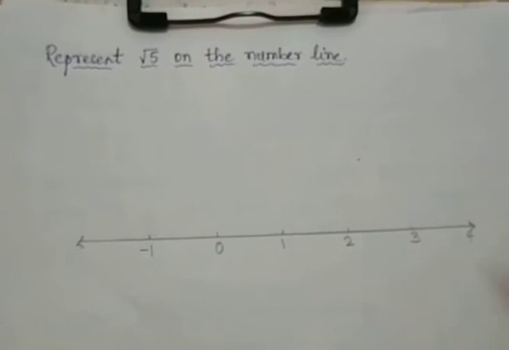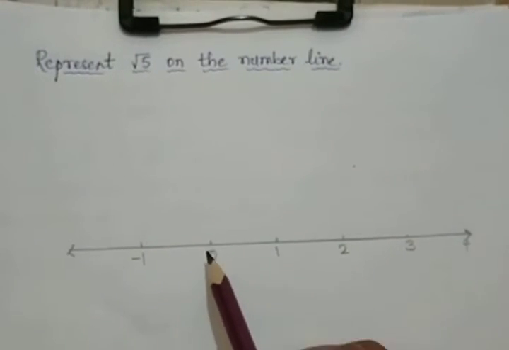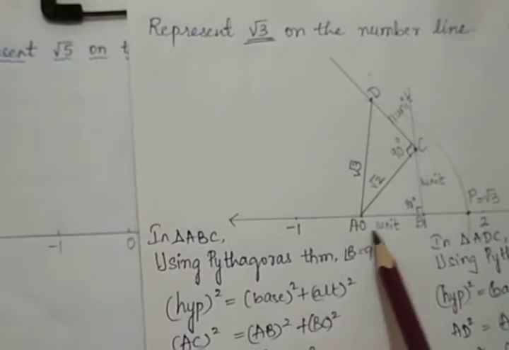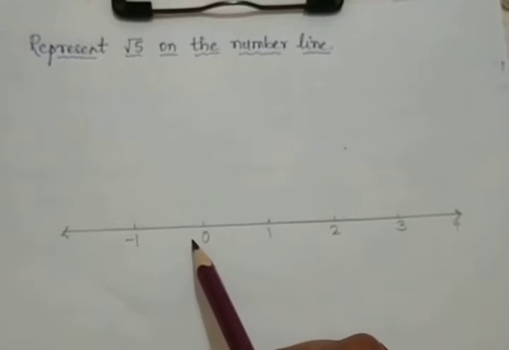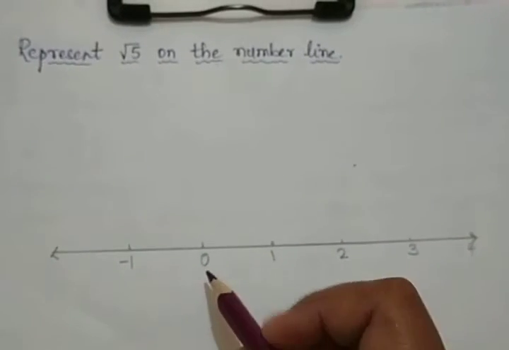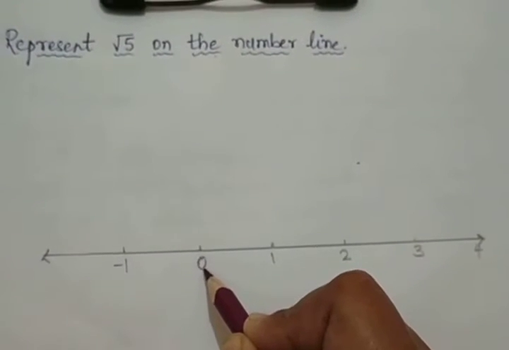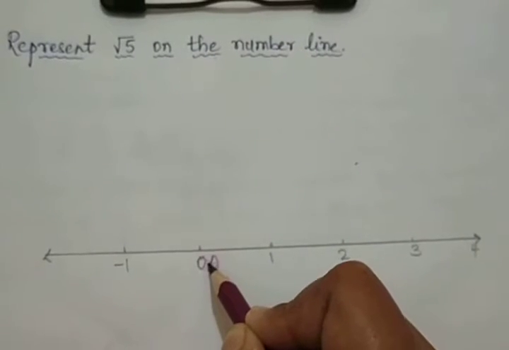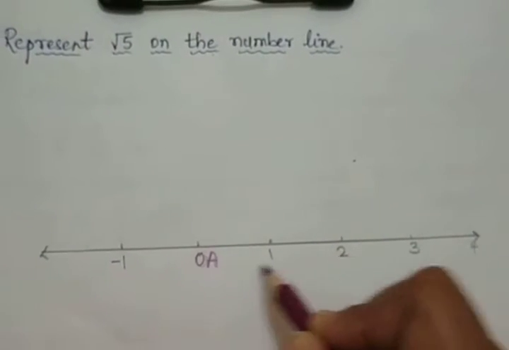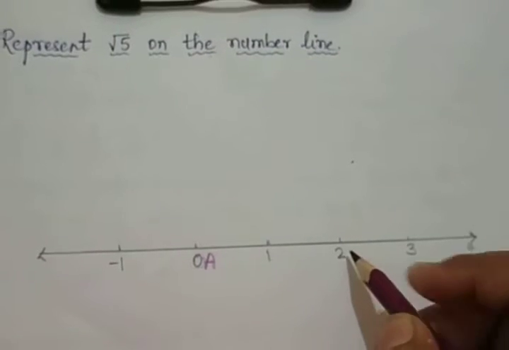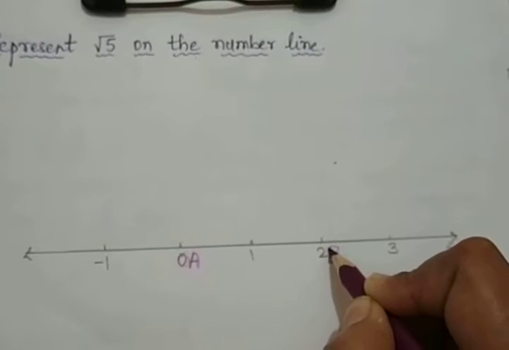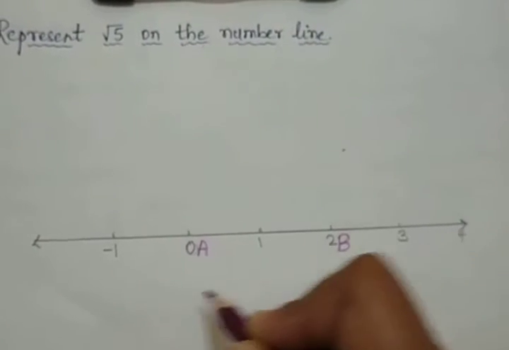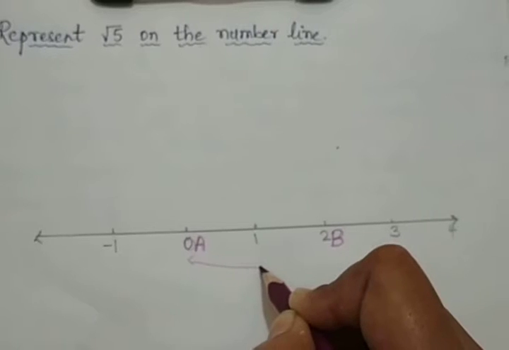In this method, the procedure is the same, but in the previous case we selected 1 unit here, and that is the only thing we are going to change. Here we will be taking 2 units distance on the number line. So this 0 we will consider as A and this 2 we will consider as B, and the rest of the method remains the same. I will tell you why we have to take 2 units here.